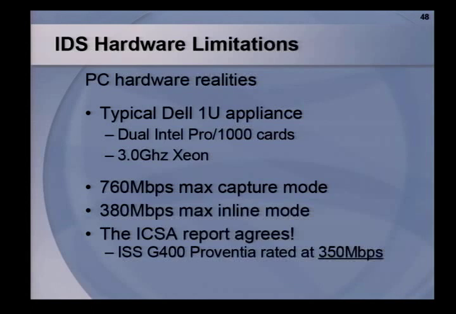As we saw with the recent ICSA report, the ICSA did basically a rating test on different appliances to figure out how fast they really could push traffic and still do accurate intrusion detection and intrusion prevention. The ISS Proventia G400 was only rated at 340 megabits, even though I think they sell it as a 4 gigabit appliance. It doesn't really matter what the vendor tells you. If they're running hardware like this off a standard PC platform, there's only so fast they can go, regardless of what the marketing speak says.